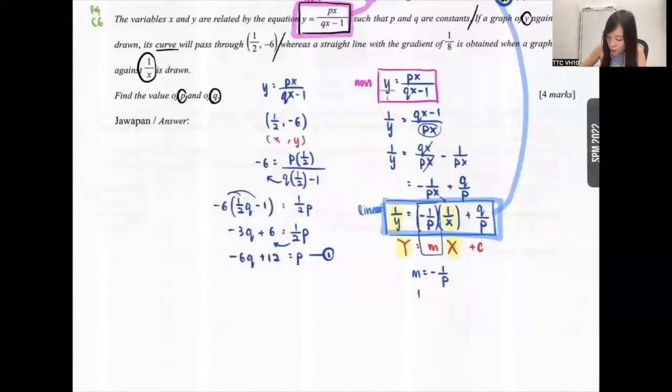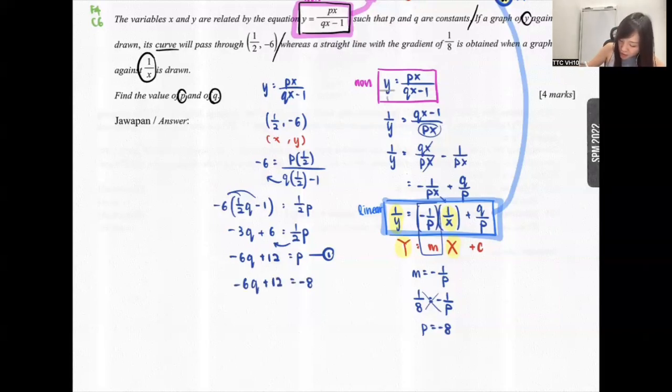So isn't it that 1 over 8 is equivalent to negative 1 over p? Yes, cross multiply. Isn't it p equals negative 8? Yes, got it straight away. P, I got it. I will just sub it into my equation 1 to get my Q. So plus 12, move it over, minus 12. Times, move it over, divide. Negative, positive. Okay, 20 divided by 6. Are you getting the answer? 10 over 3.